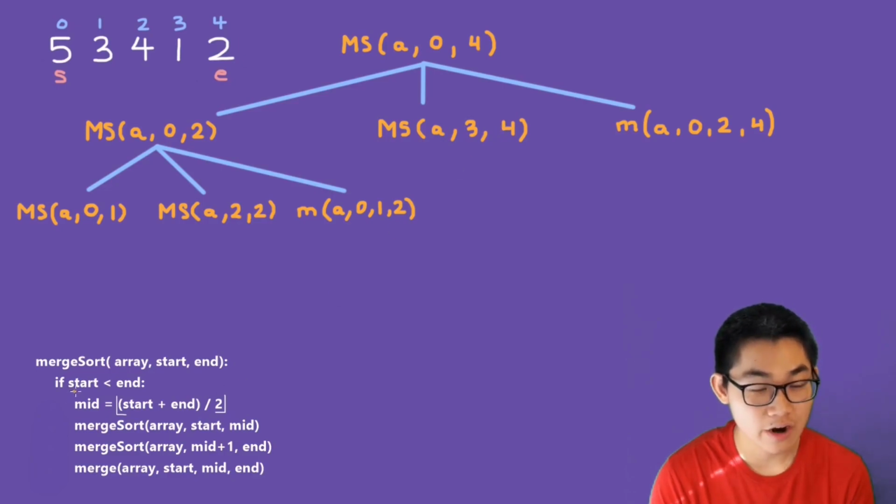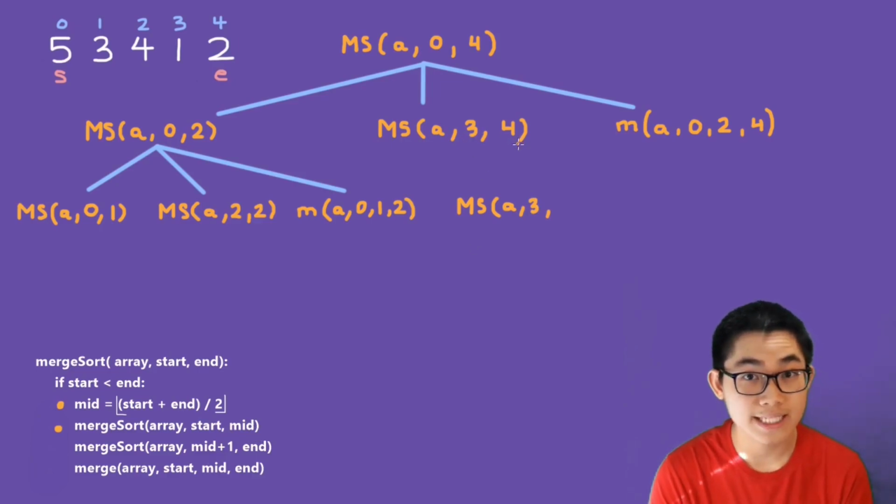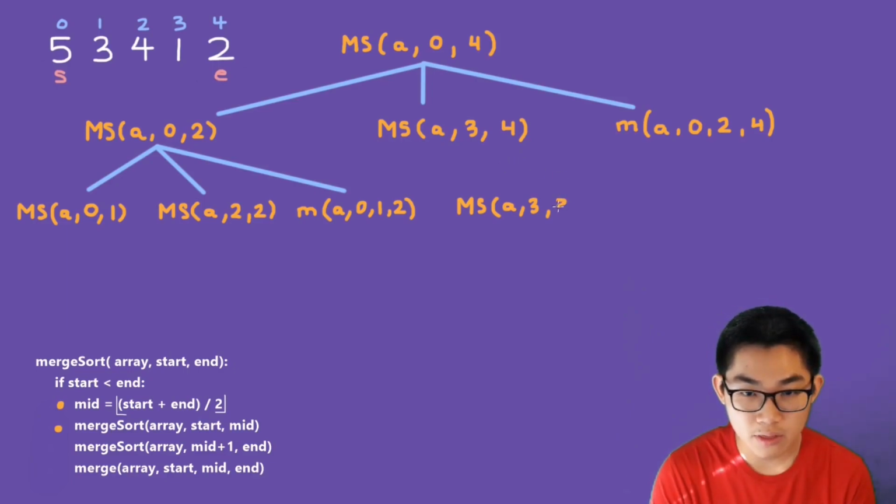Now, is the start smaller than the n? Yes, it is, because 3 is smaller than 4. So we're going to calculate the middle, and then we do the merge sort. So merge sort, we pass in the array, we have the start, which is just 3, and the middle. So 3 plus 4 is 7. 7 divided by 2 is 3.5, then we round down, we get 3. So the middle will be 3.